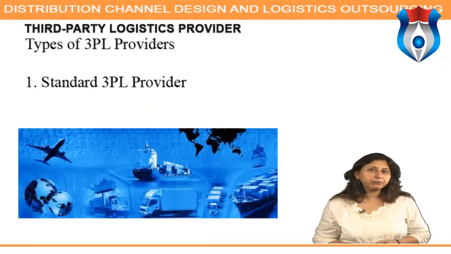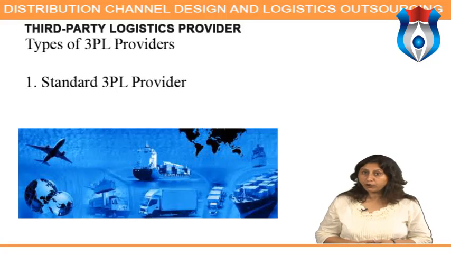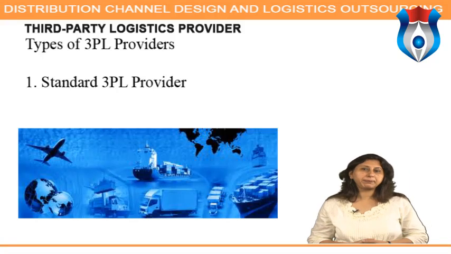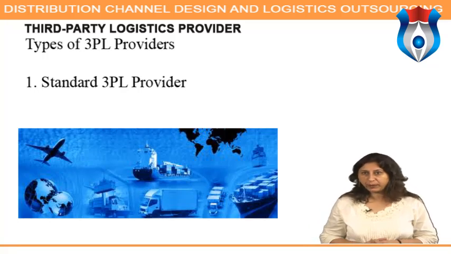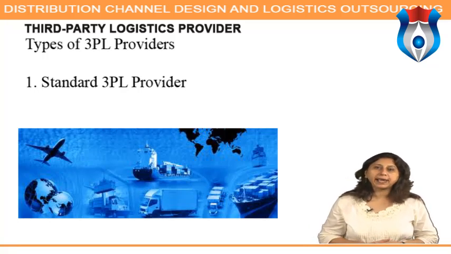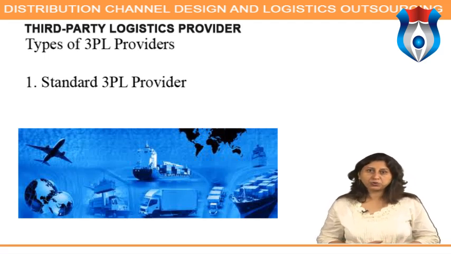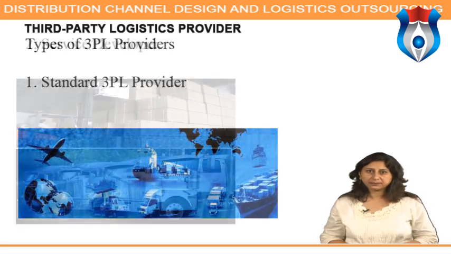Types of 3PL providers. Hertz and Alfredson describe 4 categories of 3PL providers. Standard 3PL provider. This is the most basic form of a 3PL provider. They would perform activities such as pick and pack, warehousing and distribution business, the most basic functions of logistics.